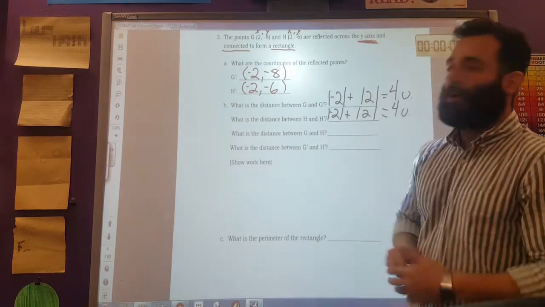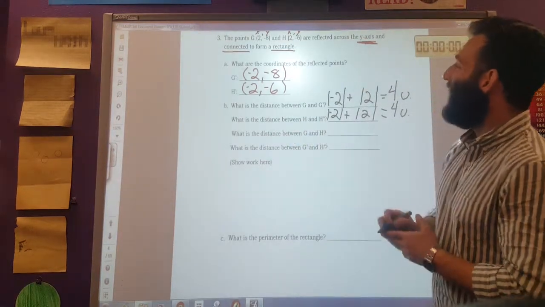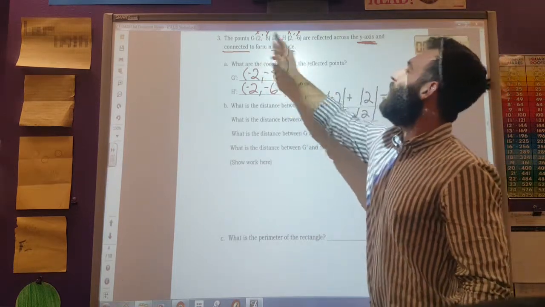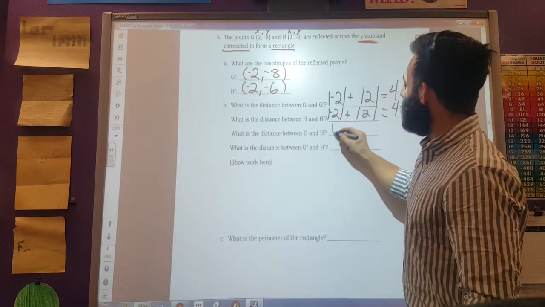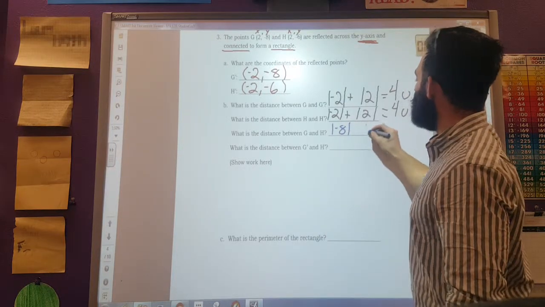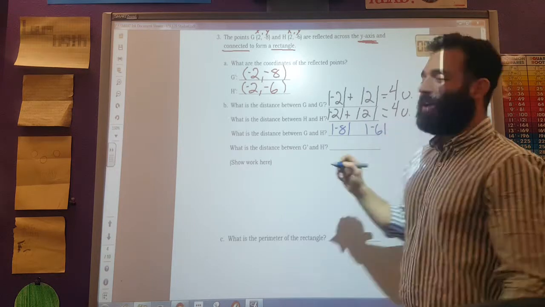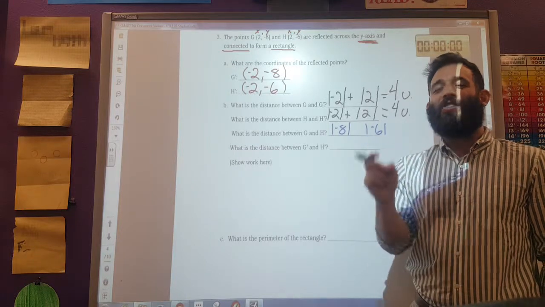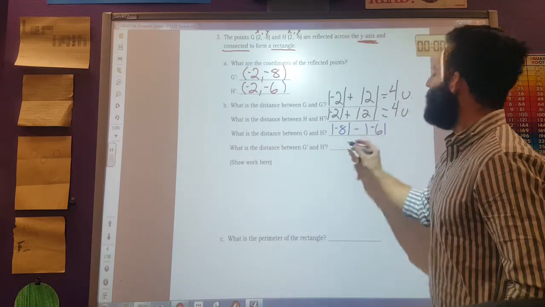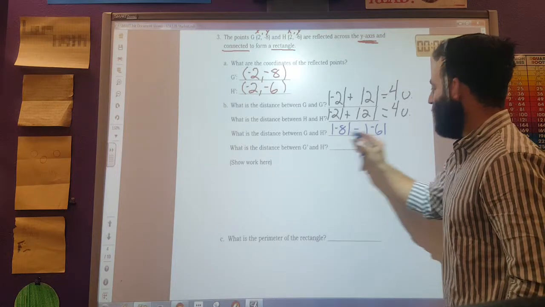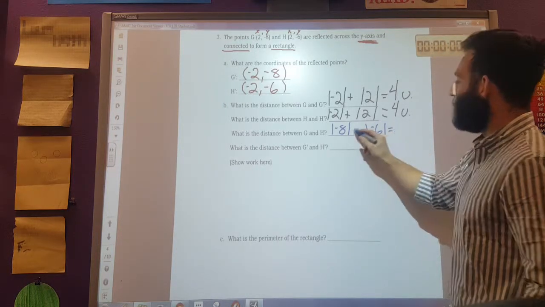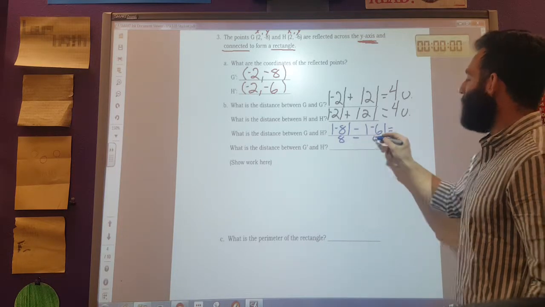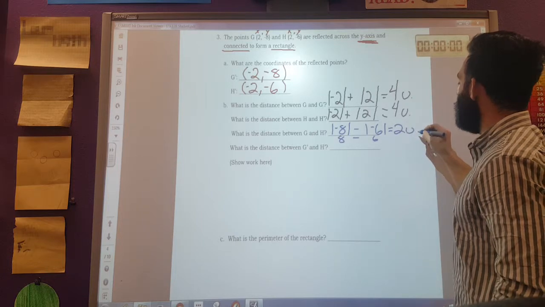So you should have written an expression for the distance between G and H. I know that G is at (2, -8), and H is at (2, -6), so I can ignore the 2s here. Now I have the absolute value of -8 and the absolute value of -6. Now, what do I do when the signs are the same? Same sign, subtract. So the absolute value of -8 is 8. The absolute value of -6 is 6. So 8 minus 6 means I have a distance between the two of 2 units.